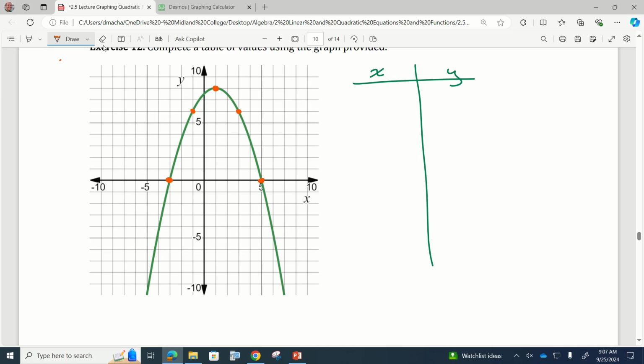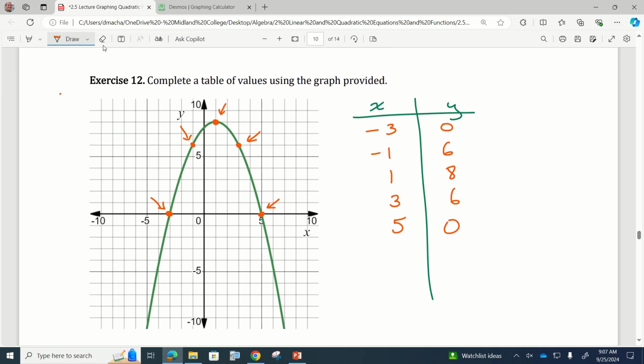So here at that point, x is negative 3 and y is 0. At this point, x is negative 1 and y is 6. At this point, x is 1 and y is 8. That point gives me 3 and 6. And this point gives me 5 and 0. If the curve doesn't pass through both vertical and horizontal grid lines at the same time like that, then just don't worry about including that point in your table. Okay, that's good enough.